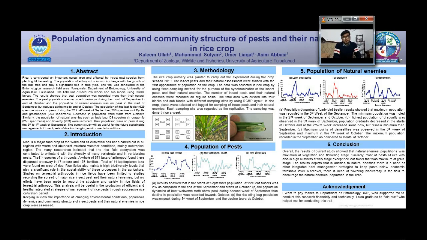And there is a need for flowering biodiversity in the field to encourage the natural enemies population in the rice crop. At the end, I want to thank the Department of Entomology, UAF, who supported me to conduct this research financially and technically. I am also grateful to the field staff who helped me in conducting this trial.